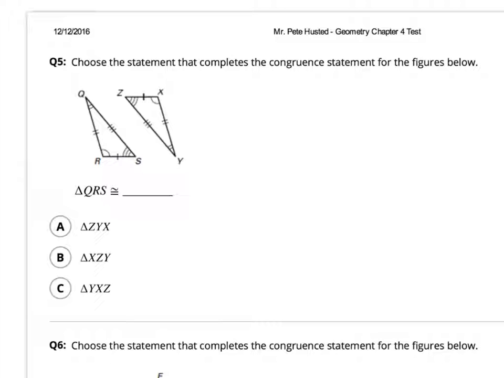Okay, question 5 wants to know about triangle QRS. So QRS, pay attention to how it's labeled. It starts with the double arc, then the single arc, then the triple. Is it congruent to which of these three triangles? Okay, so when you pick one, make sure it goes in the same order as this one.